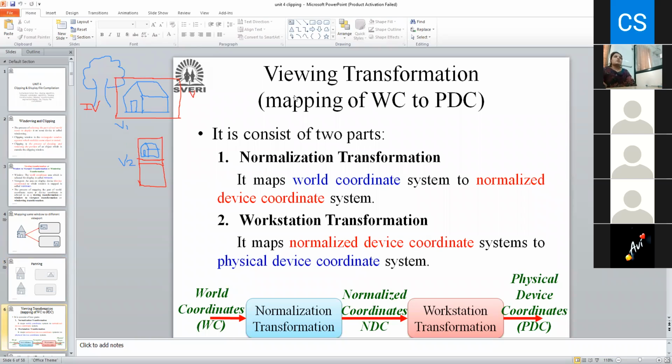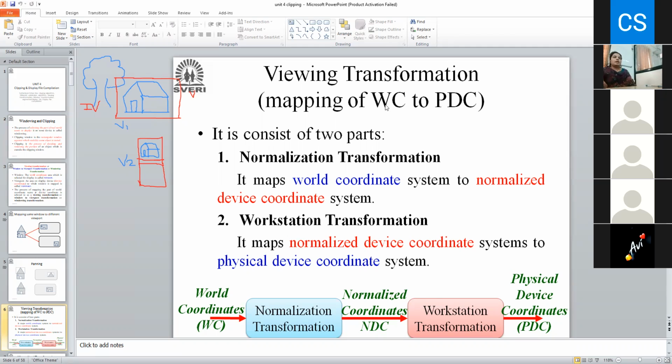So how does viewing transformation actually take place? Just now we have seen, it is the mapping of the world coordinate system to the viewport. But before converting into the viewport, it is first converted into a normalized coordinate system. This is also called the viewing coordinate system, PDC. PDC is nothing but the physical device coordinates, that may be a mobile or a laptop. So it has the physical device coordinate system, PDC.